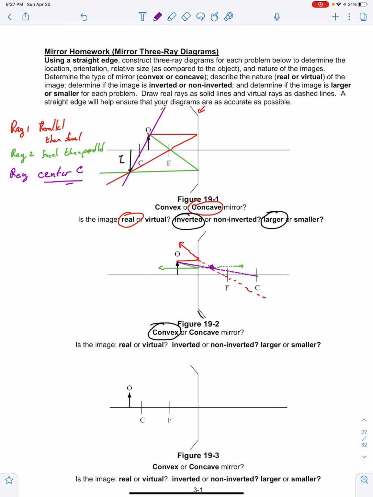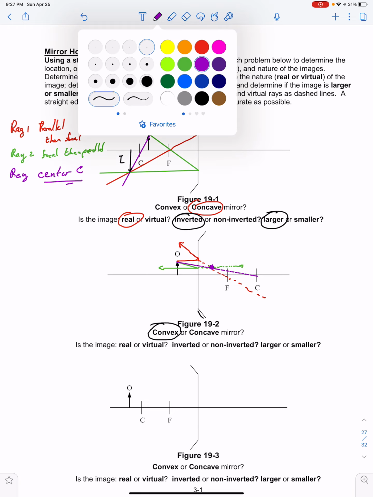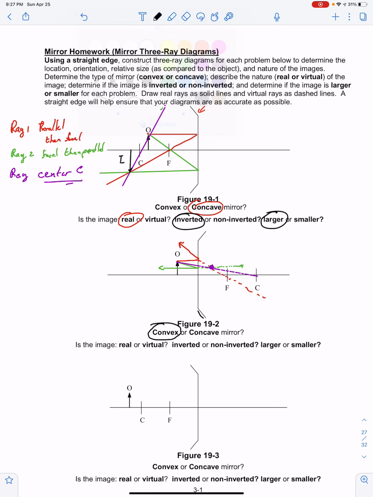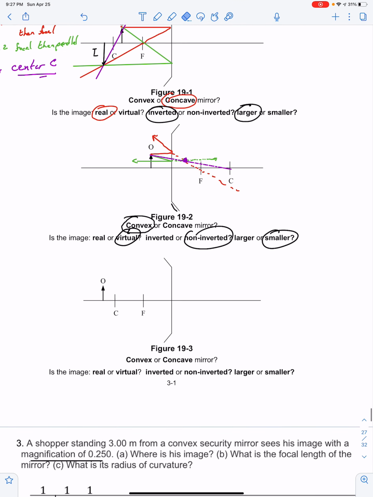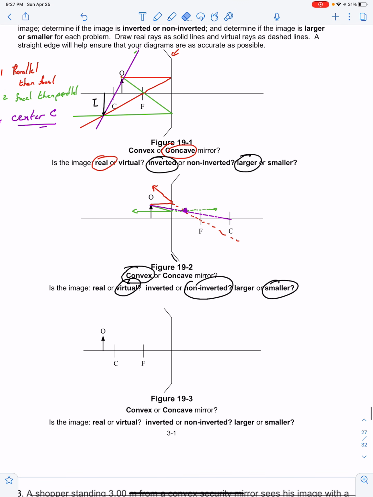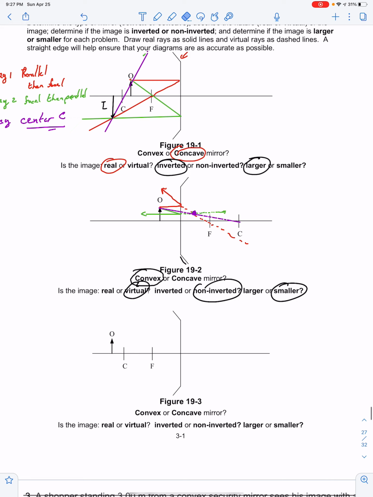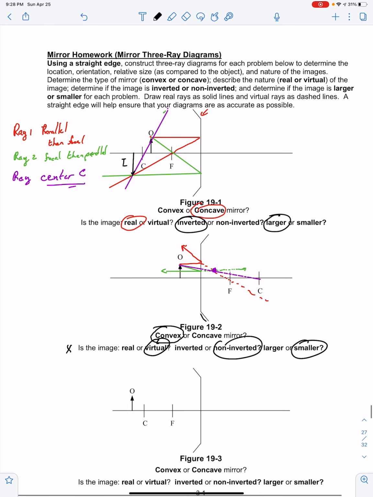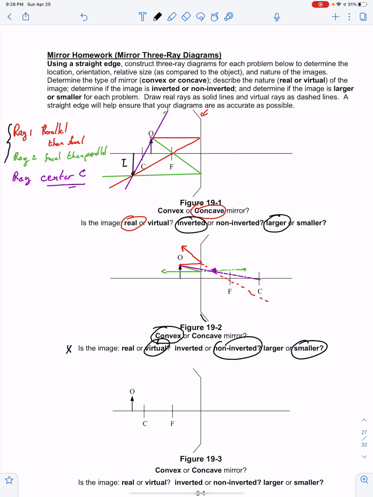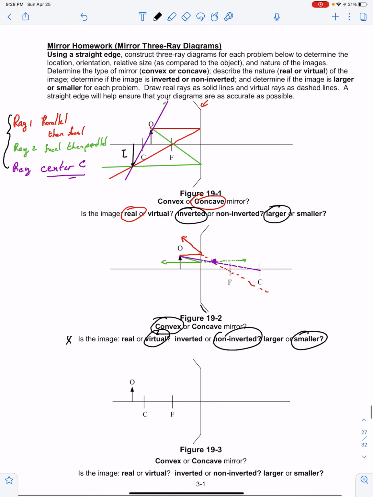So our image is actually virtual, and it is not inverted, but it is smaller than our object. All right, so I am gonna leave it at that. You can do this one now that I taught you how to do these two, hopefully. Remembering these things, the 3 rays. And I'm gonna do a problem.